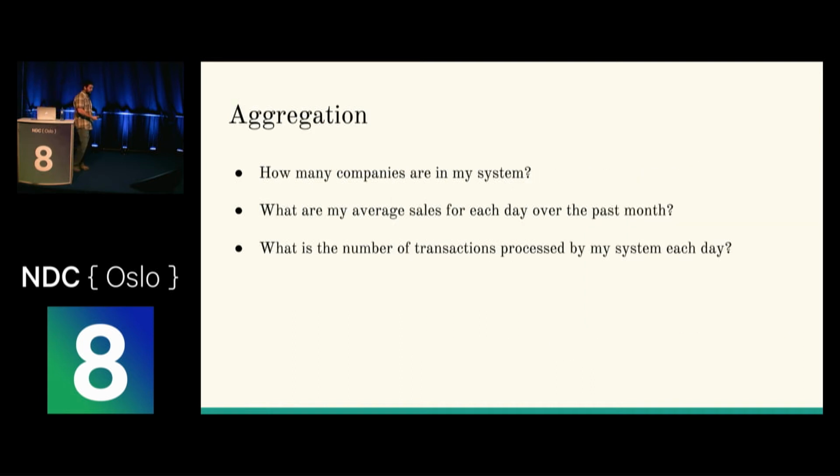Aggregation queries. How many of these do we all write in probably a single week? How many companies are in my system? What are the average sales for each day? Or, what's the number of transactions processed in a day? I always think of these as executive dashboard questions. These are the type of things you want to show up on a dashboard that gets surfaced up to the executive level so they can quickly see how the system is working. This is where your relational database shines. This is what relational databases are optimized to do, these sorts of queries. Use your relational database where it makes the most sense.